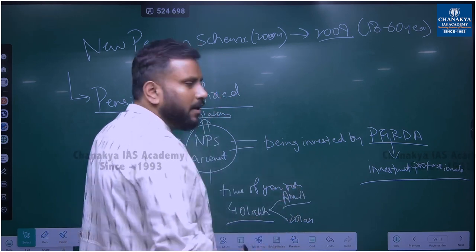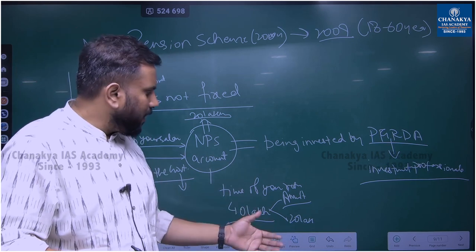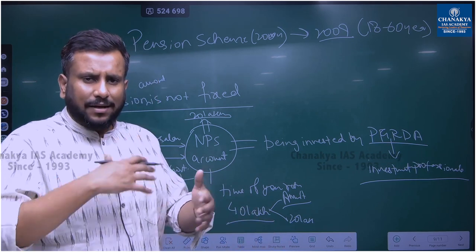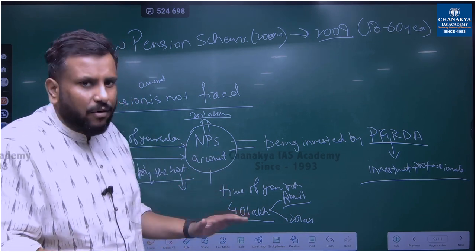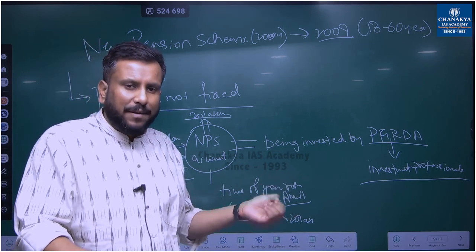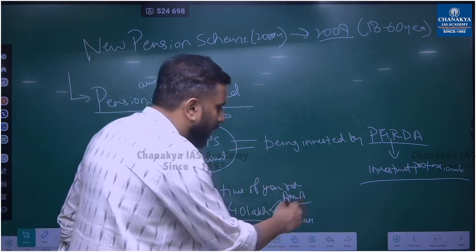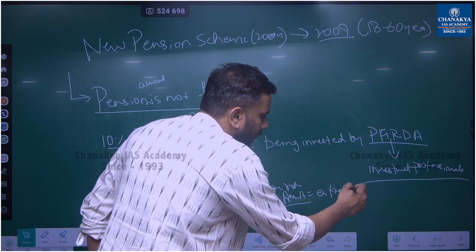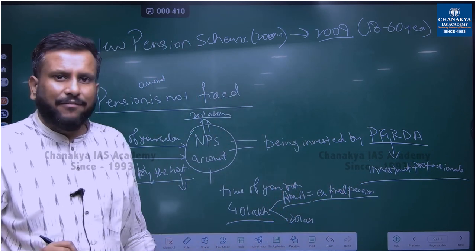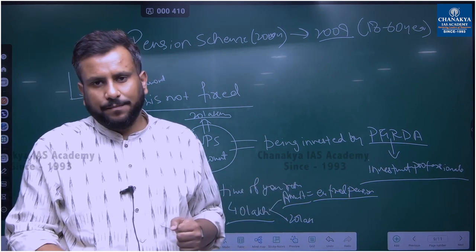Annuity ka matlab ki every month you will be getting some amount of money. So 20 lakh ka different companies hote hain, wo us tarike se annuity aapko sell karte hain. So you can buy that annuity from any company which has been empaneled by the government. Aap unse ek annuity khareed sakte ho jiske andar aapko every month ek fixed salary milega, fixed pension milega. Theek hai, every month you will be getting some fixed pension, you have to purchase that annuity.